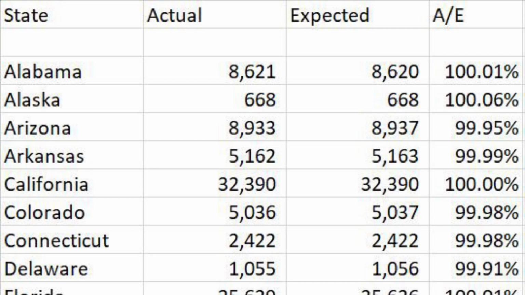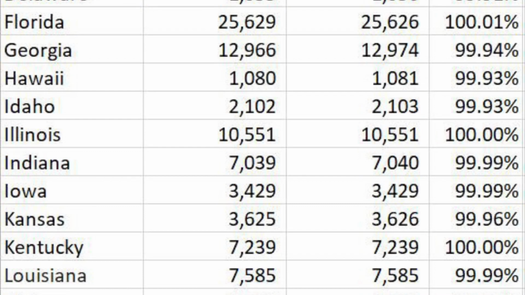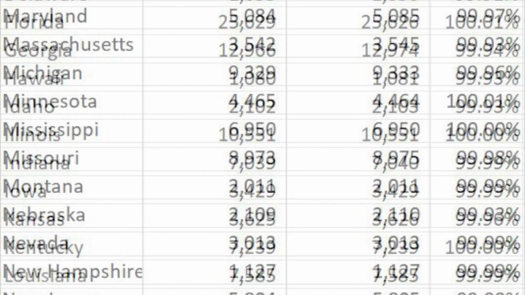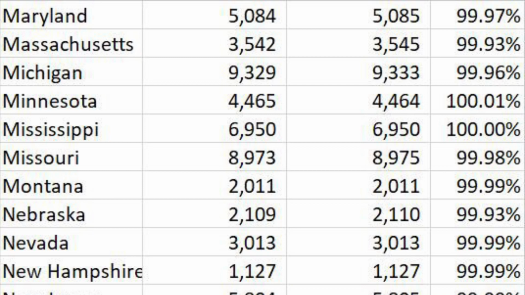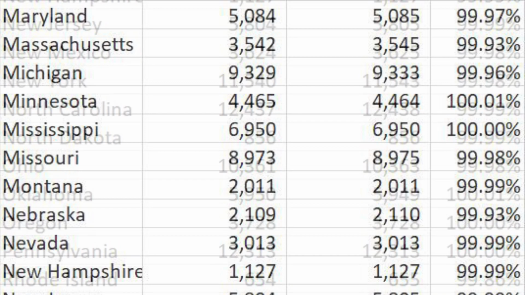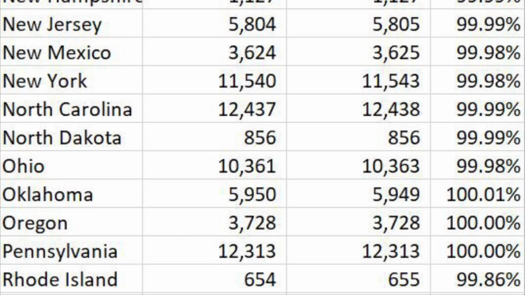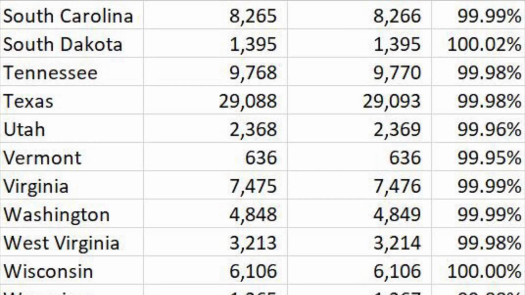The first one was state. We first performed it on California because it was one of the most significant state factors. We ended up with 32,390 actual deaths and 32,390 expected, with a ratio of 100%. We then did this for every state and got promising results like 99.96% for Michigan and 99.98% for Colorado. The worst prediction was from Rhode Island at 99.86%, showing our model performs very well for every state.